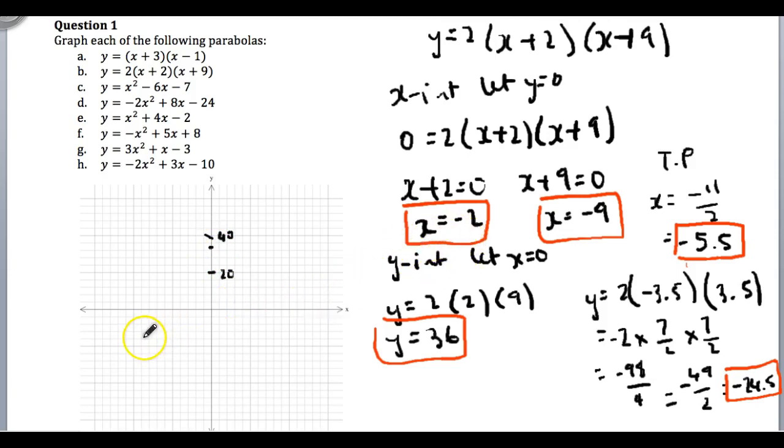-2, -9. So your x-axis doesn't have to be the same scale as your y-axis. Just because we went up by 20 along here doesn't mean you have to do the same on your x-axis. So I'm actually just going to go up by 1s. So there's -2 there, and -9 here. My turning point is halfway between those two, so at 5.5.